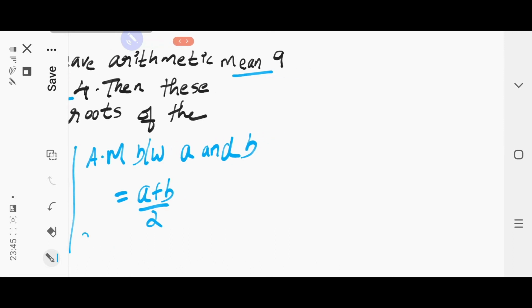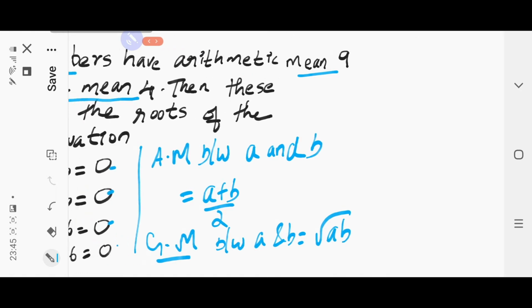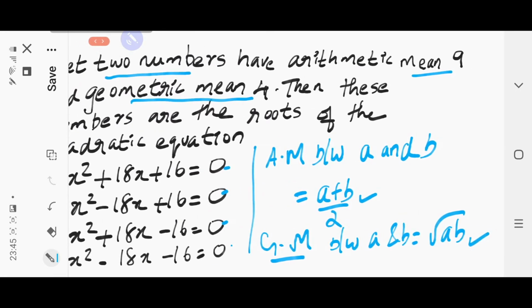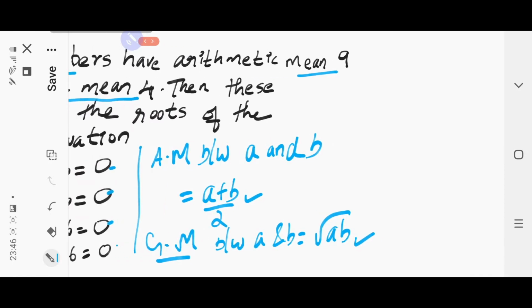As well as you studied geometric mean, GM means geometric mean between A and B is equal to root of AB. First thing to be assessed from this question is that you should understand what is arithmetic mean and what is geometric mean. Yes, you got it. Okay. Then another very important thing is that it's a question based on quadratic equation, right?